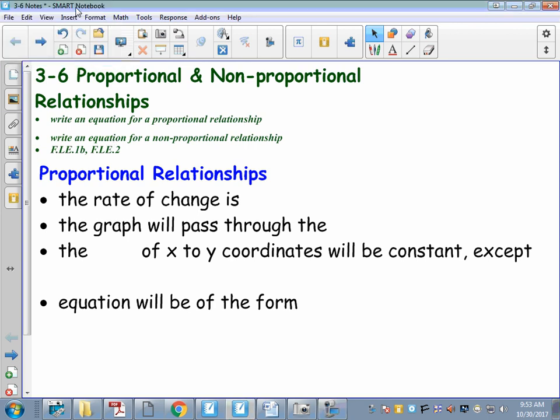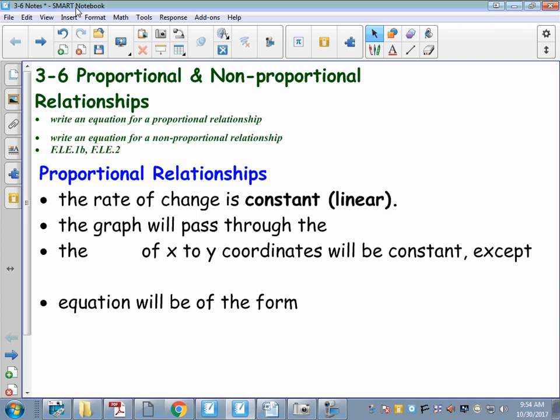These are your 3-6 notes on proportional and non-proportional relationships. We are going to look at characteristics of each. Some of them will have a story with them. We're going to look at graphs. We can look at tables of data. We can look at just a situation and determine whether the relationship between those variables is proportional or non-proportional. So they each have certain criteria that we look for.